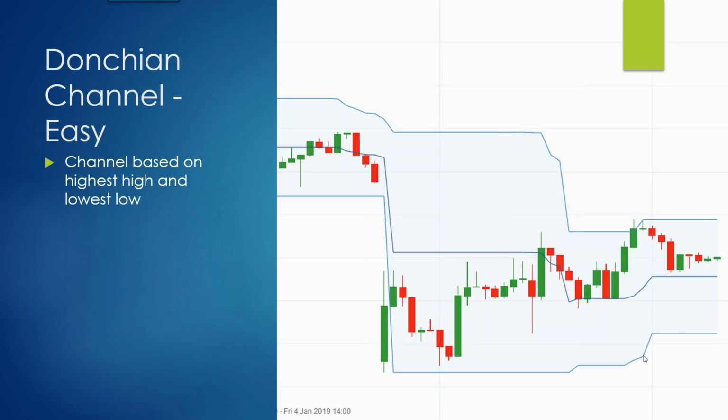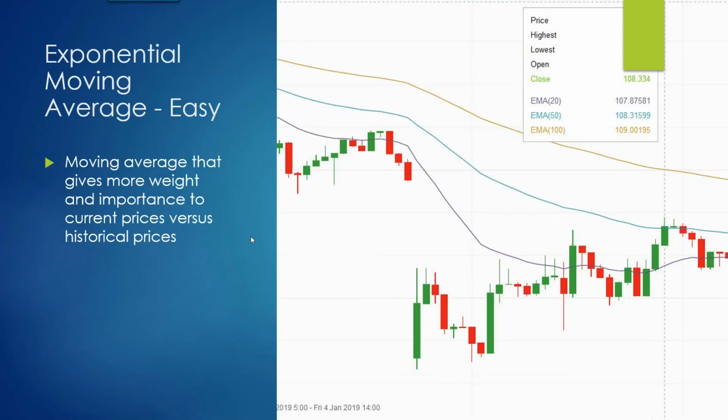Okay, what would an entry be? Well, your potential entry could be when it retraces back to the middle line and forms a candlestick reversal pattern. Everybody understand that one? Any questions on the Donchian channel? Okay, let's go on to the next one then.